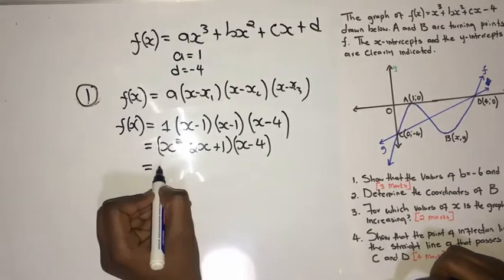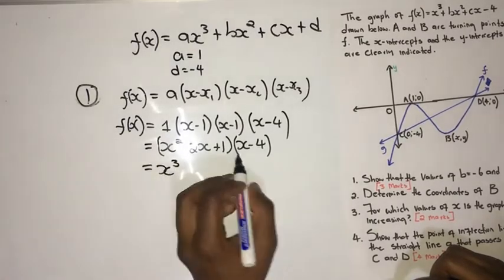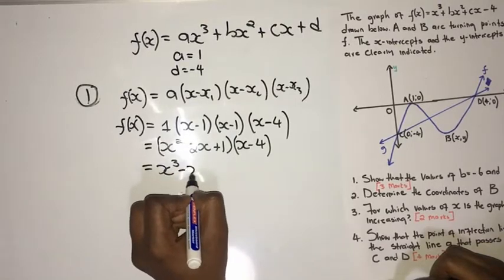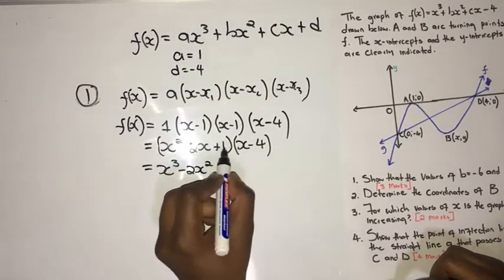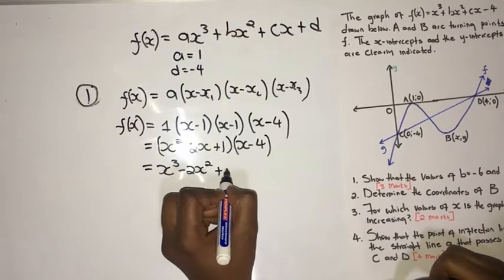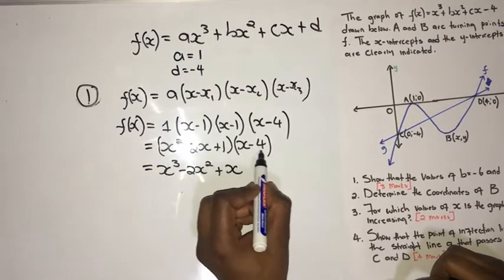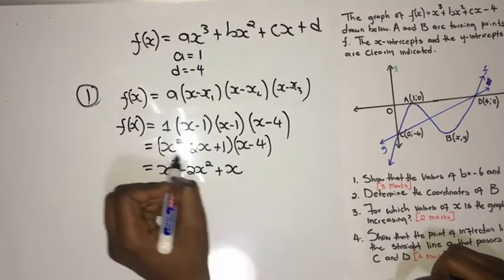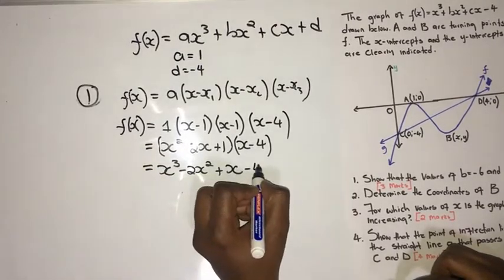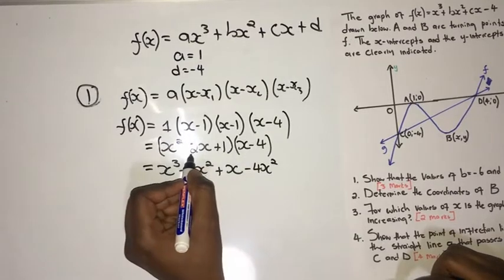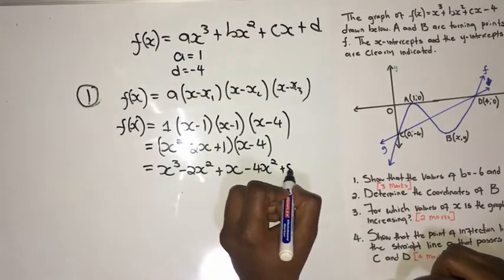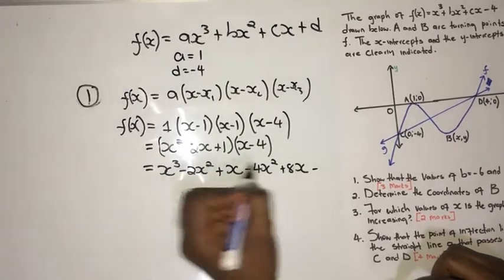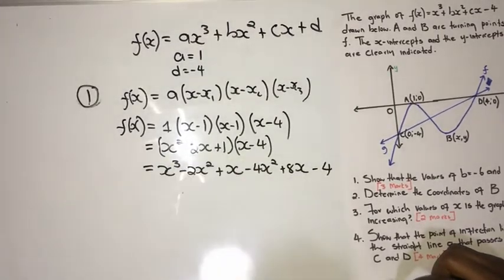X multiplied by x squared gives us x to the power of 3. X multiplied by minus 2x gives us minus 2x squared. And then x multiplied by 1 gives us plus x. Okay, so now minus 4 multiplied by x squared, so now we have minus 4x squared. Minus 4 multiplied by minus 2x, that's plus 8x. And then minus 4 multiplied by plus 1, that's minus 4.